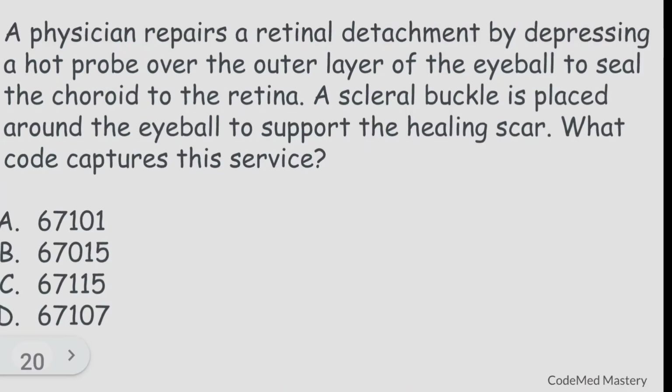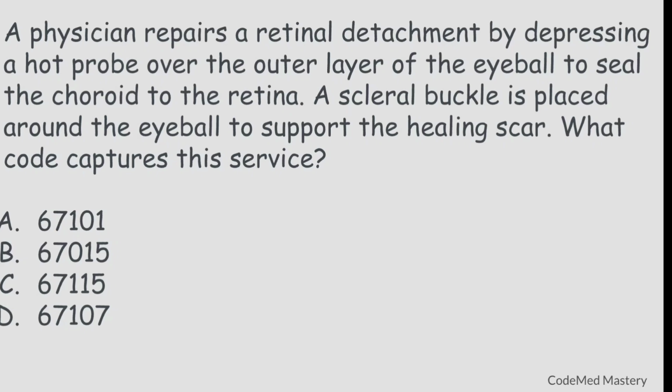A physician repairs a retinal detachment by depressing a hot probe over the outer layer of the eyeball to seal the choroid to the retina. A scleral buckle is placed around the eyeball to support the healing scar. What code captures this service? Let us check the options.